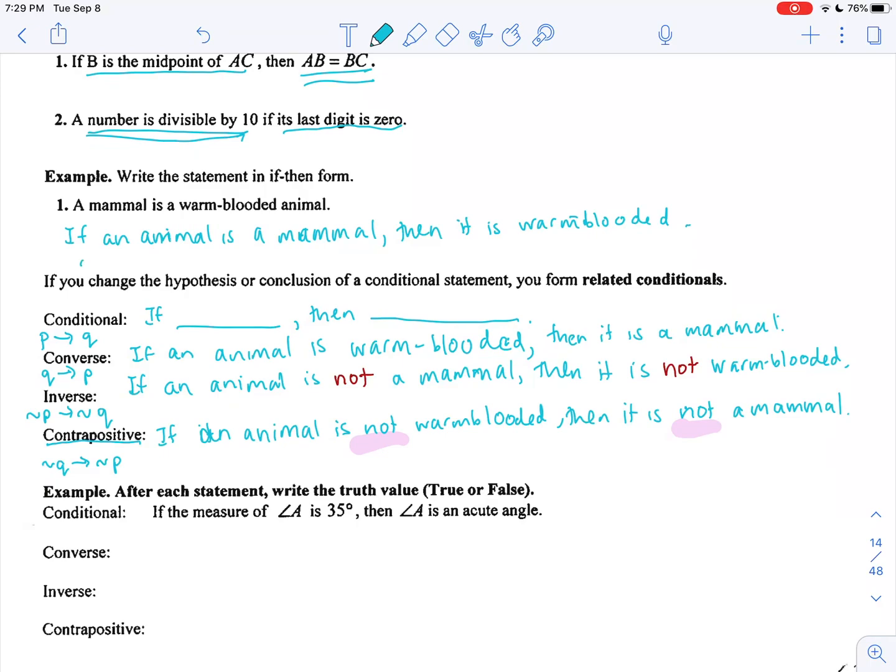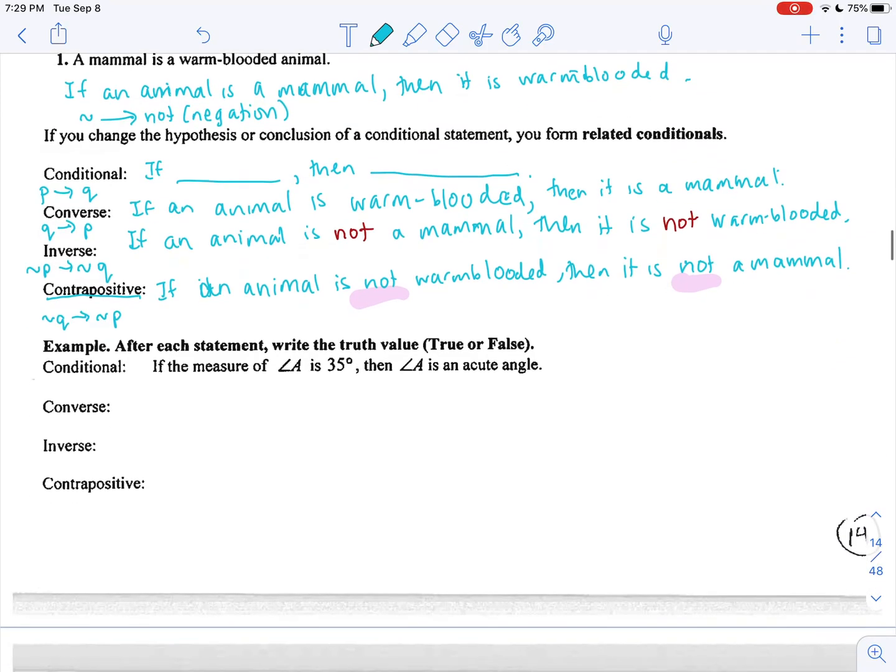And let's go ahead and use that symbol up here as the symbol is not. It's a negation or making it the opposite. Okay, so now below there, after each statement, write the truth value, true or false. So we'll write the converse, inverse, contrapositive, and then write if it's true or false.